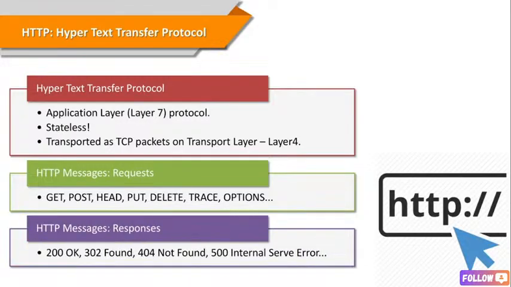Now the server, which provides resources such as HTML files and other content, returns a response message to the client. The response contains completion status information about the request and may also contain requested content in its message body. So every response has a 3-digit response status code, such as 200 OK, 302 Found, etc.